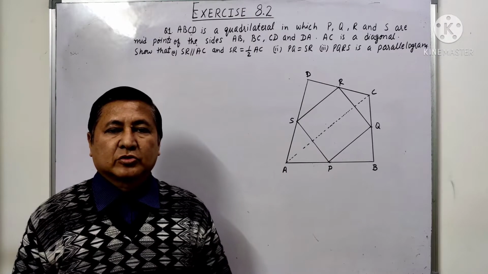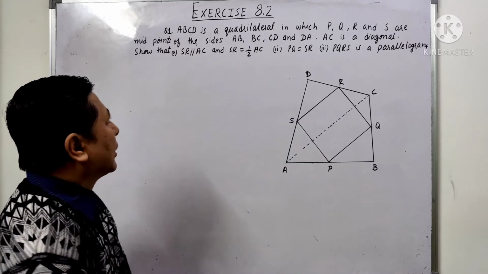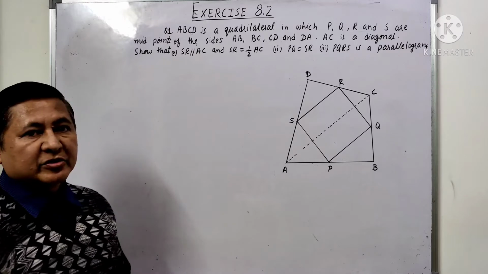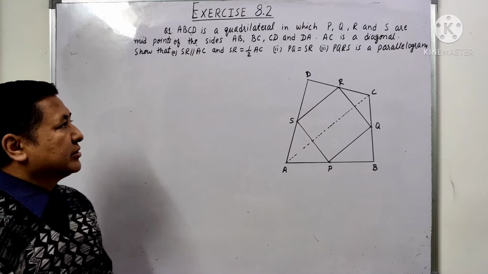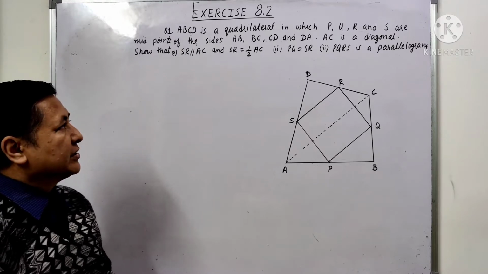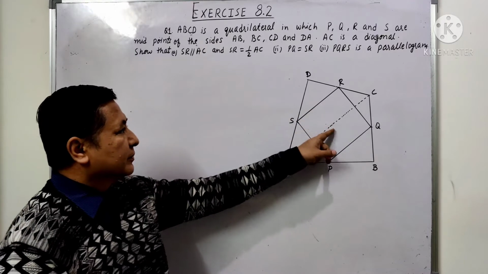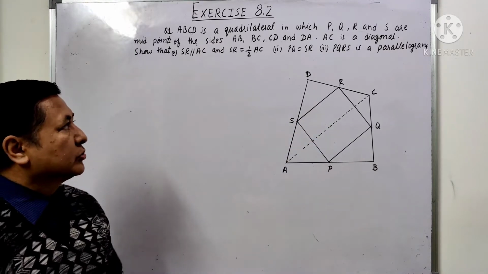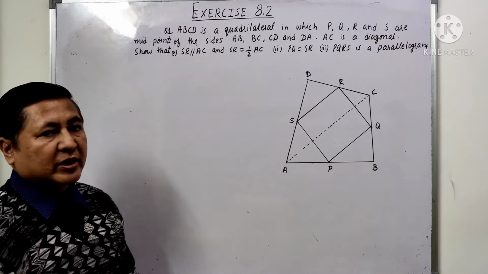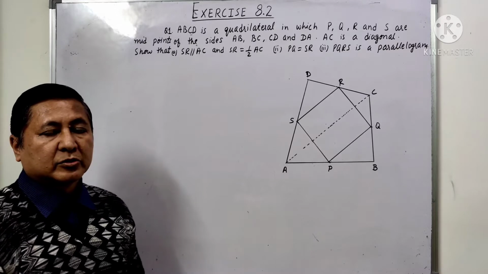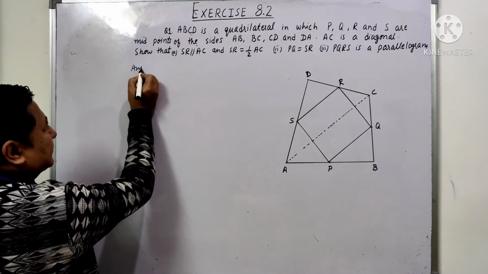Now let us solve question number 1 of exercise 8.2. ABCD is a quadrilateral in which P, Q, R and S are midpoints of sides AB, BC, CD and DA. AC is a diagonal. Show that SR is parallel to AC and PQ is equal to SR, and also we have to prove that PQRS is a parallelogram. So we will be using the midpoint theorem for solving this. So let us start the question.